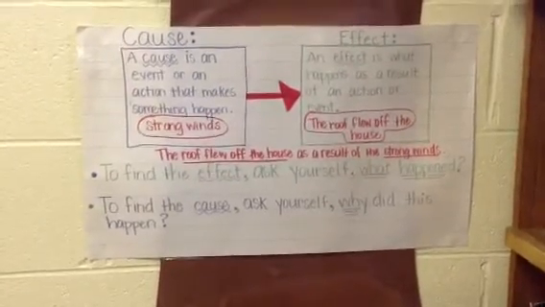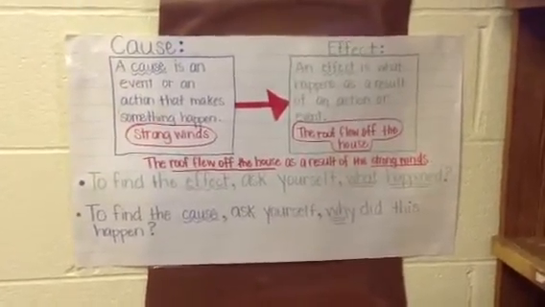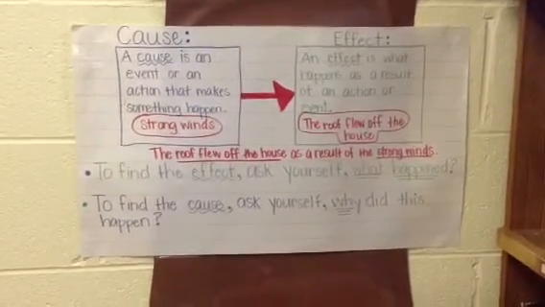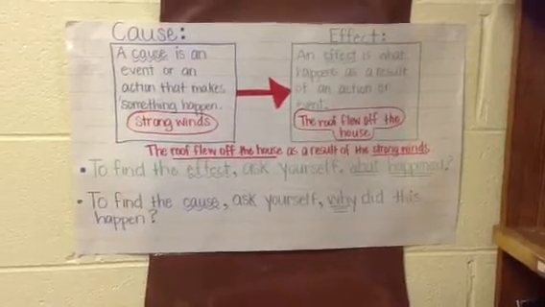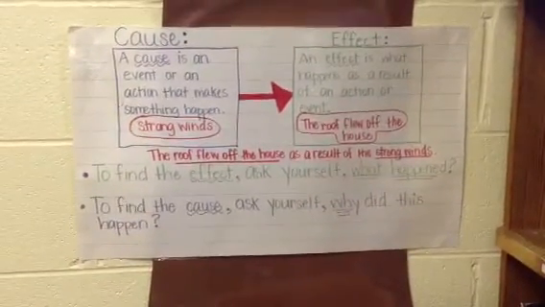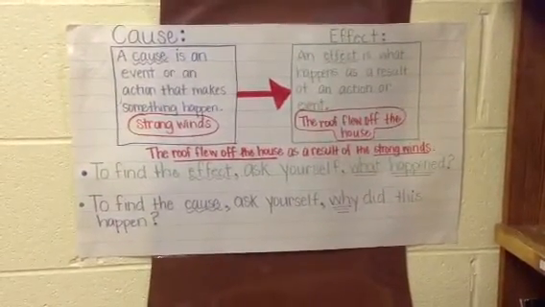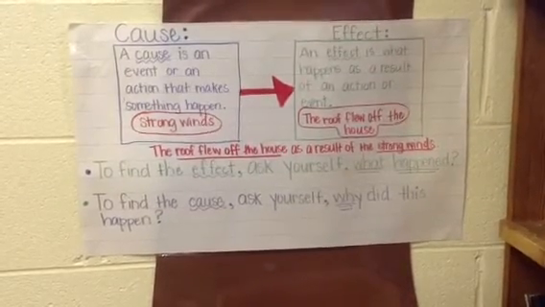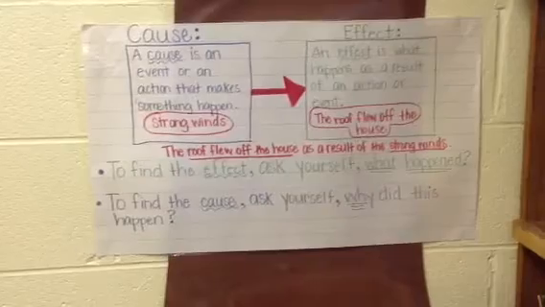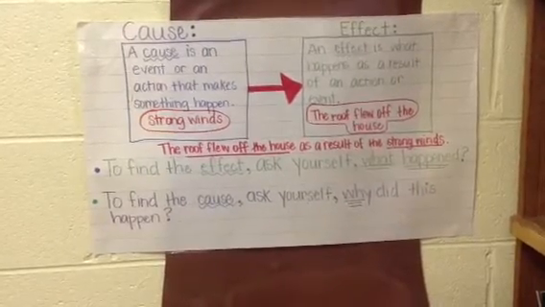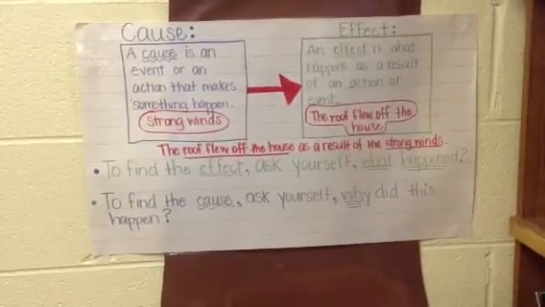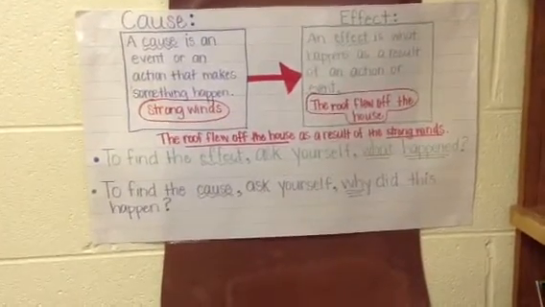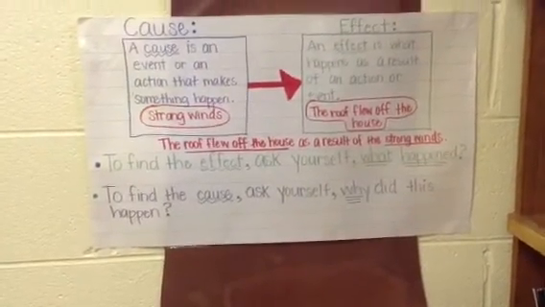Good afternoon. Today we're going to focus our study on cause and effect. Remember, as we talked about before, a cause is an event or an action that makes something happen, such as strong winds. The effect is what happens as a result of an action or the event. The roof flew off the house. The roof flew off the house as a result of the strong winds. Or you might say the roof flew off the house because of the strong winds.